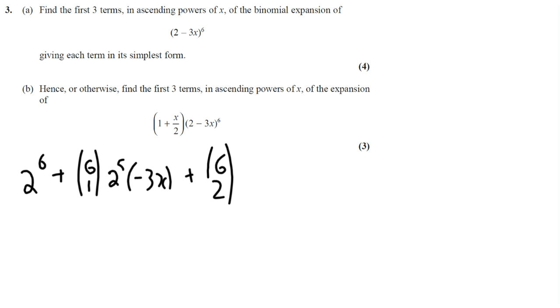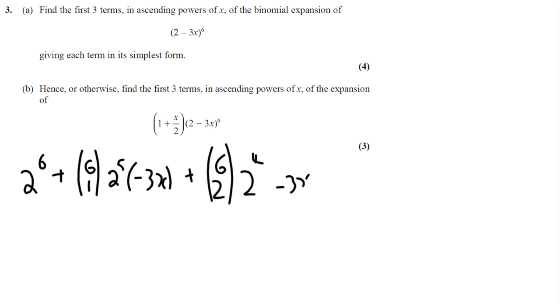So then we do 6 choose 2. So look at the pattern. 6, that's just your power of n, is on top, and then the number on the bottom is increasing by 1 each time. So there you've got to do 6 choose 2. Now for the power of 2, each time the power is decreasing by 1. So it's 2 to the power of 6, that was 2 to the power of 5, now it's 2 to the power of 4.